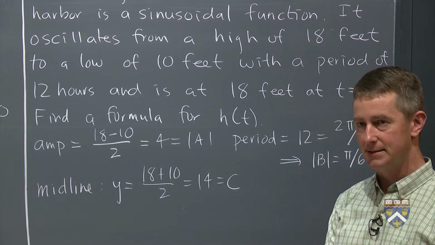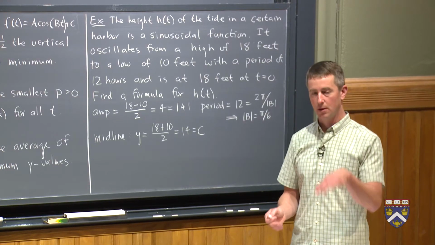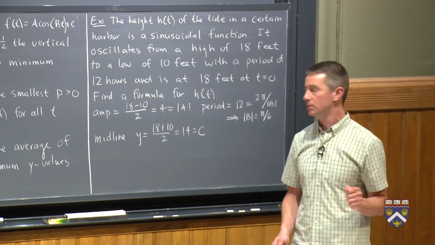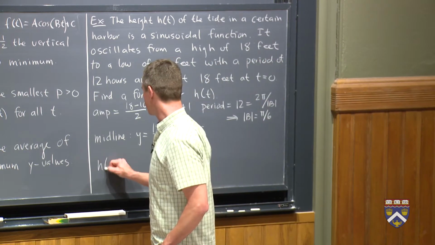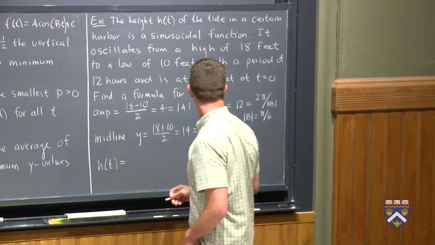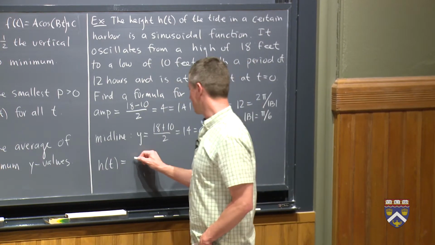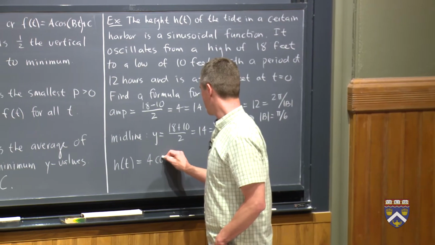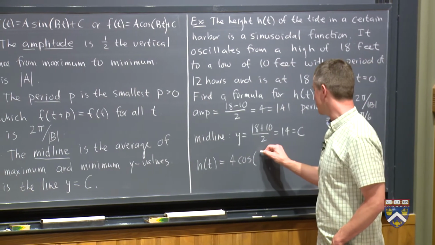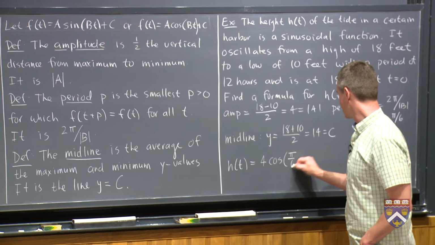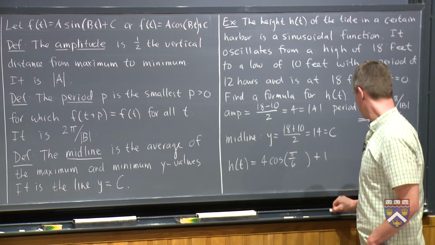Sine of 0 is 0. So sine is starting at the middle. Cosine is starting at the highest value. So that's why we're going to use cosine. So we have our function h of t is, for a, we're going to put in 4. Cosine, for b, we decided it would be pi over 6. And for c, 14.